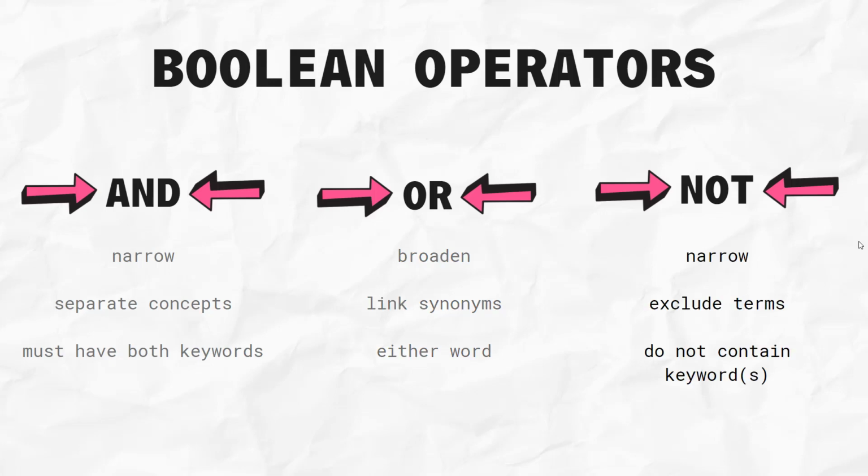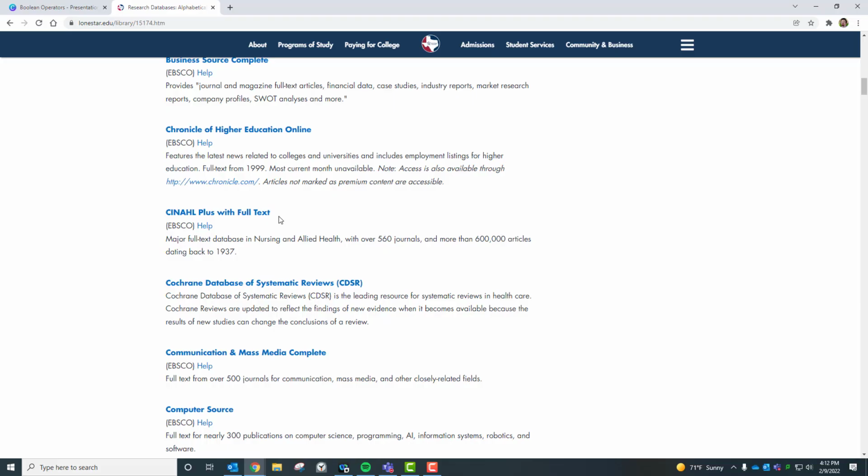NOT is another way to narrow a set of results. A common use of the Boolean operator NOT is to exclude terms that are frequently being retrieved that do not relate to our topic. When we use the word NOT, the search engine does not retrieve any documents that contain the specified word. Now that we have a better understanding of how the Boolean operators AND, OR, and NOT are used to help us control our search, let's do some example searching in the databases.